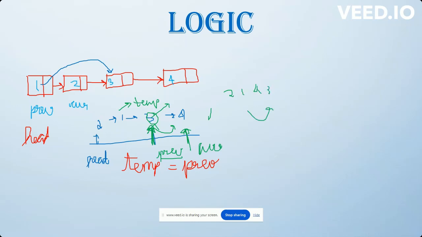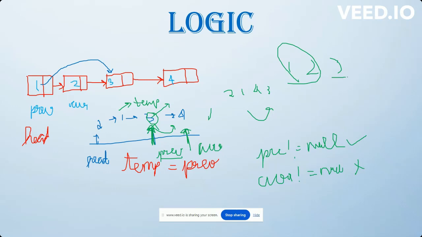This loop is continued until previous is not equal to null and current is also not equal to null. Because if previous is not equal to null and current is null, assume like 1, 2, 3. First we will swap 1 and 2, then previous is not equal to null, but what is current? Current is null, so we have no pair to swap, and we should not do anything. So we should check this condition before entering the loop.